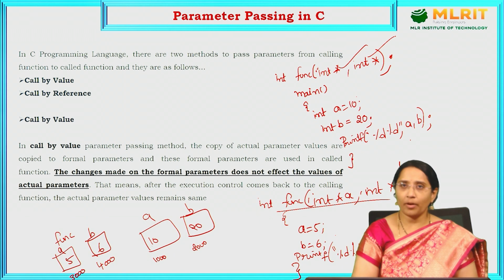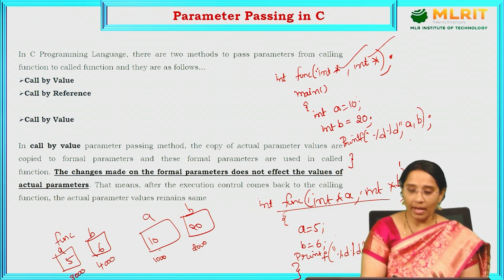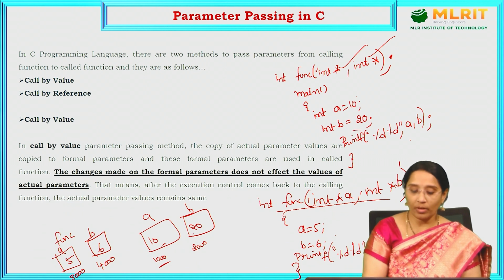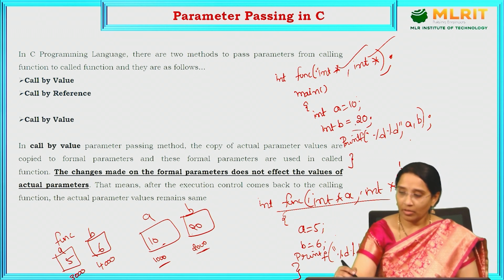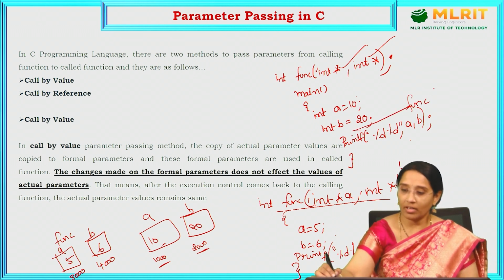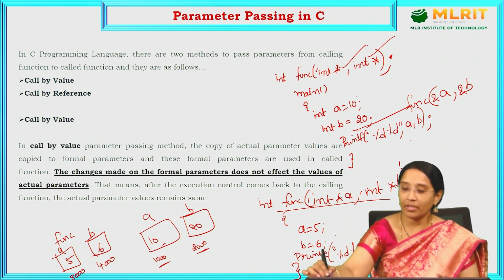So what is a pointer variable? A pointer holds the address of another variable. Now a is 10, located at location 1000, and b is 20, located at location 2000. So printf %d. Here, what will you write? This is your function call: address of a comma address of b.